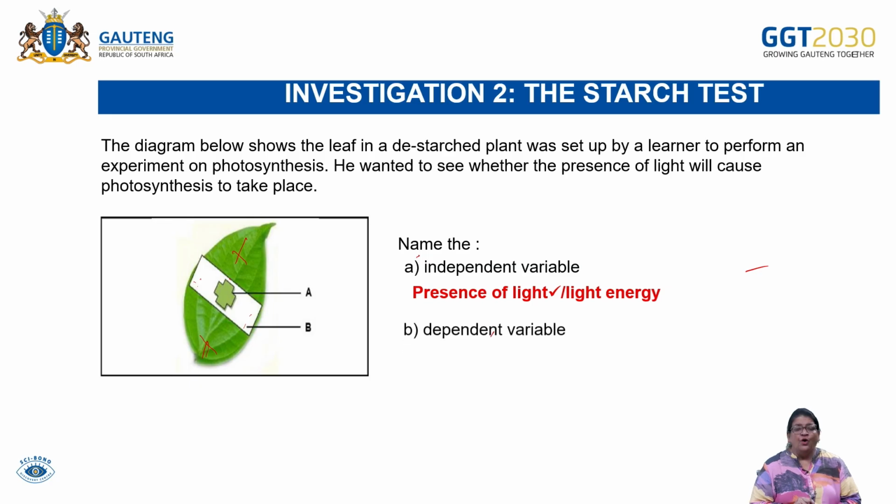So next one. What is the dependent variable? It's going to be the photosynthetic rate, but how are we going to know it? By the presence of starch. So the presence of starch depends on the amount of light. Am I right? The light is what you are controlling, and you're going to measure it using the starch test. So the dependent variable will be the presence of starch. That is what you're going to measure.